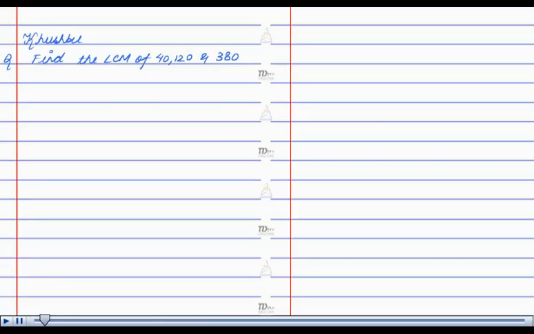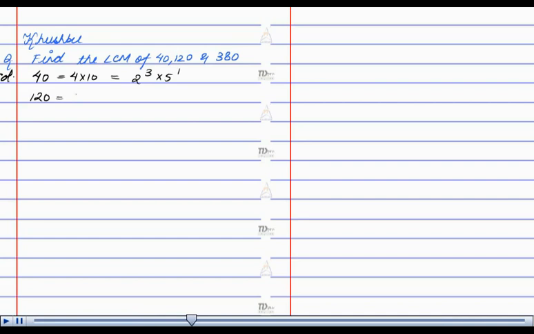Hello, I am Khushbu. The question is, find the LCM of 40, 120 and 380. For this, we first need to factorize these 3 numbers. 40, that can be written as 4 into 10, can finally be written as 2 cube into 5 to the power 1.